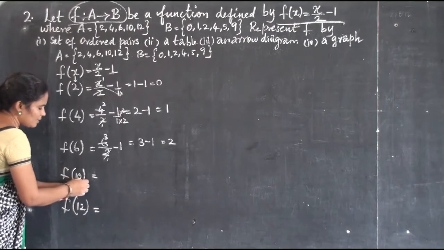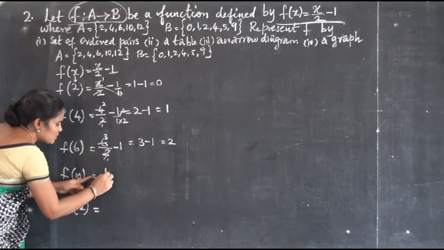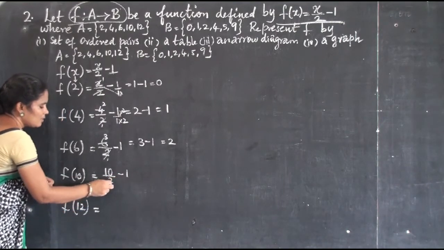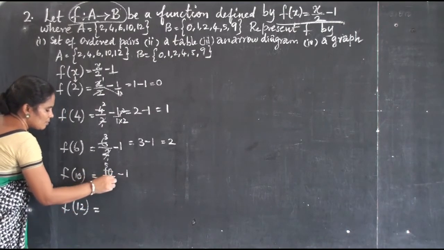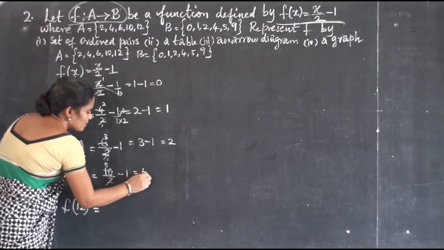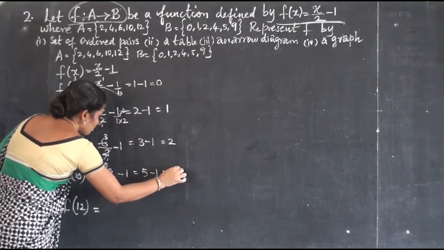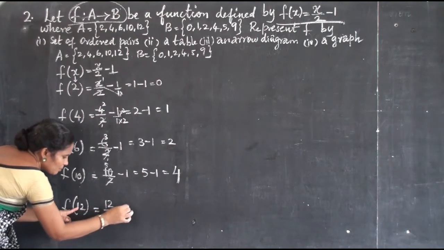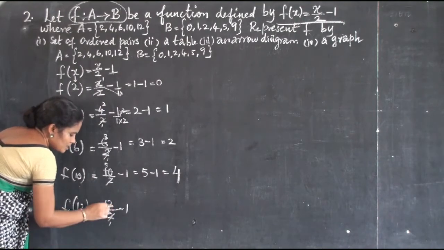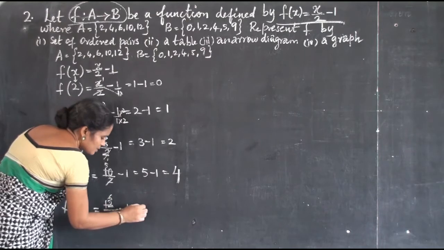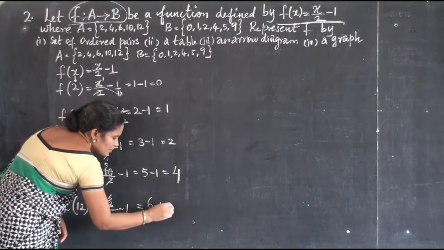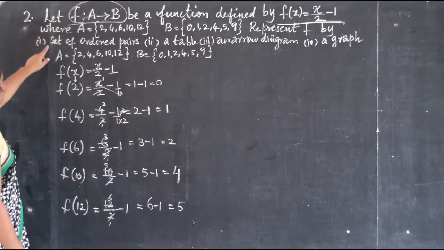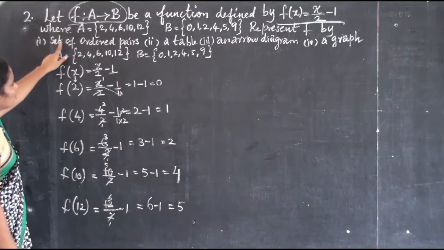For f of 10, in the place of x, use 10 divided by 2 minus 1. 2 fives are 10. So 5 minus 1 is equal to 4. And again f of 12: 12 divided by 2 minus 1. So 2 ones are 2, 2 sixes are 12. 6 minus 1 is equal to 5.